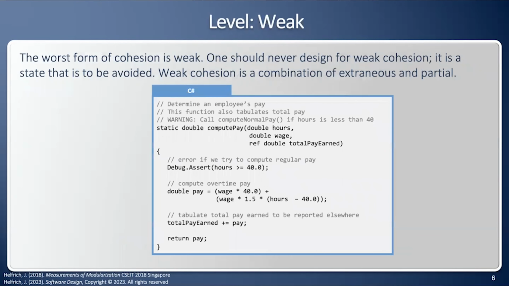And the final is weak. And weak cohesion means I don't completely do a task and I have extra stuff as well. So in this case, I compute my total earned, which is not really related to computing pay, and I don't completely do compute pay because I don't handle the non-overtime case.